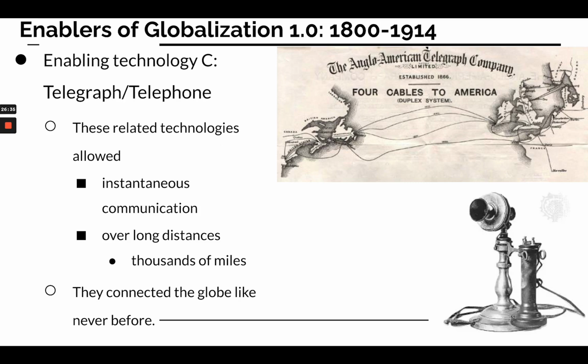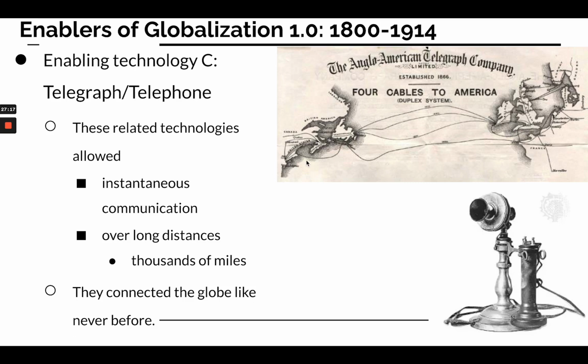And this brought the world closer than ever before, connections that previously were unimaginable. This image here, the Anglo-American Telegraph Company map, established in 1866, and this does happen in this time period around the American Civil War. Cables are laid along the bottom of the Atlantic Ocean and connect England, France, Ireland to places in what are now Canada, but also the United States, New York, Philadelphia.